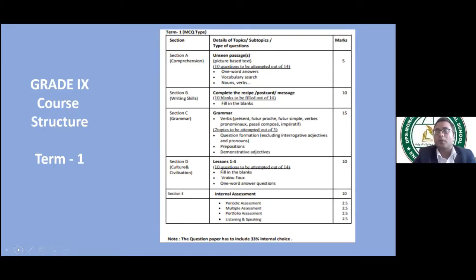Section E talks about their internal assessment. The 4 components are periodic assessment, multiple assessment, portfolio, and listening and speaking. Next slide, please.